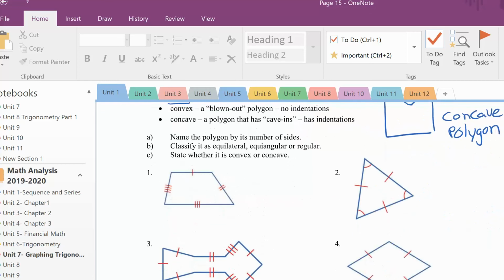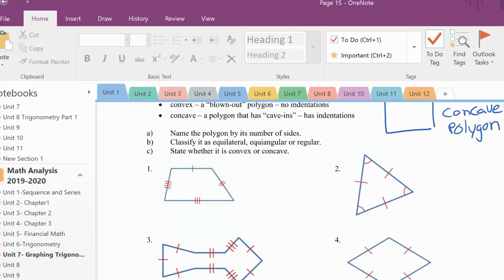So what we're going to do is look at the polygon, and then name it by the number of sides and classify it if it's equiangular, equilateral, or regular, and then state whether it's convex or concave. So first of all, number one, you have four sides. So this is a quadrilateral. It is not equiangular or equilateral, because notice the sides are all different. So for that, we would just say none. State whether it's convex or concave. Well, nothing is pushed in, so it's convex.